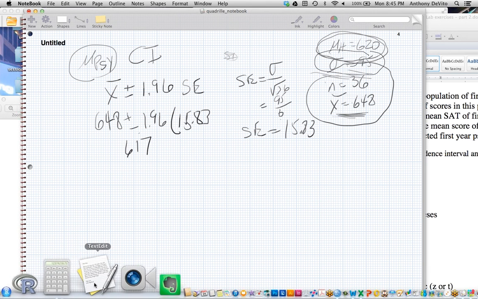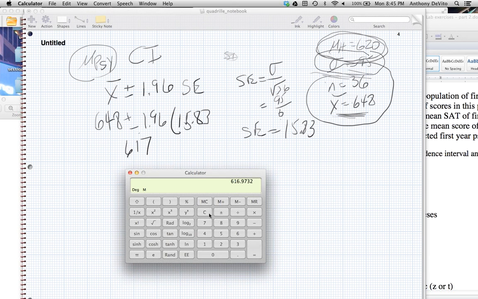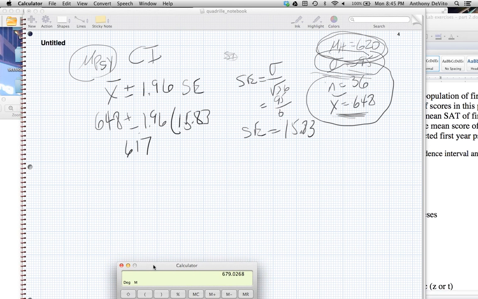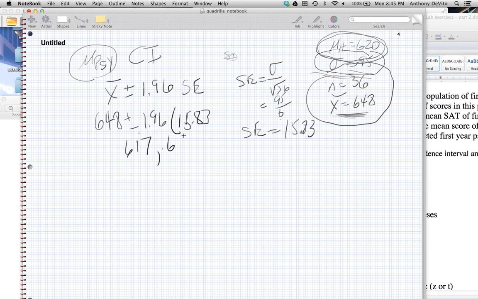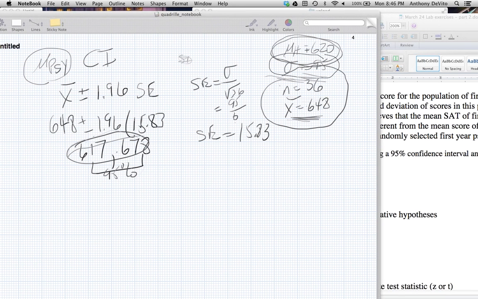And the upper limit for our 95% confidence interval is going to be 648 plus 1.96 times our standard error, which is equal to 679. So that's the range within which I'm 95% certain my true mean for my psych majors is going to be. Can I say with 95% certainty that it's different than 620, which is the whole population?